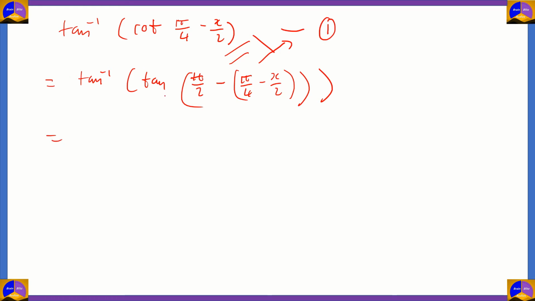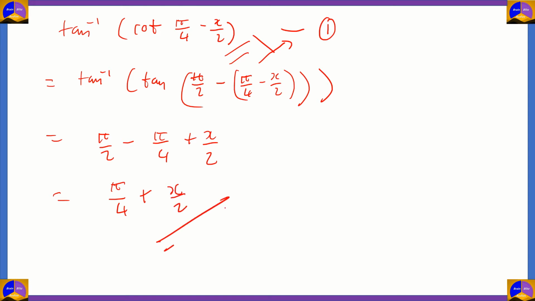Next, you can cancel out the tan inverse and tan functions. So you'll get pi by 2 minus pi by 4 plus x by 2. We are distributing the minus across the bracket. Pi by 2 minus pi by 4 gives you pi by 4 plus x by 2. That is your final answer, and writing that will earn you a half mark also.